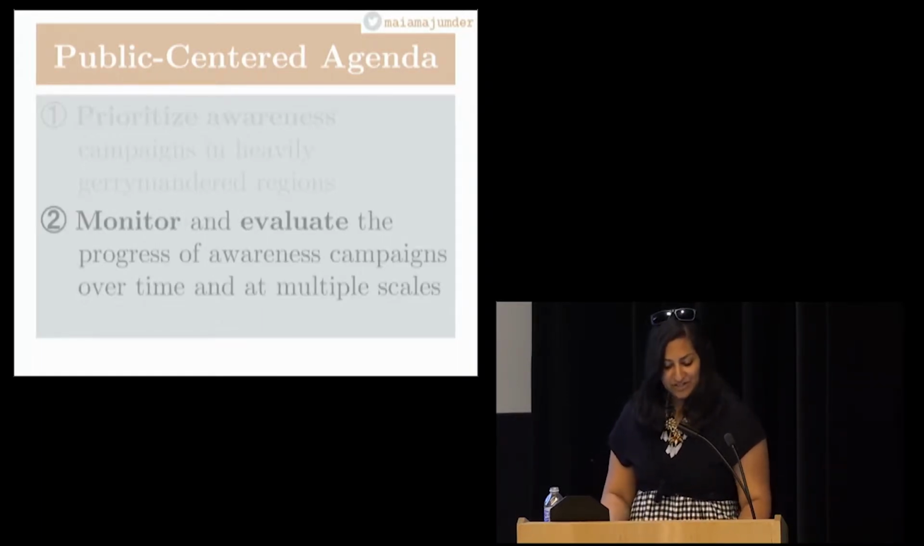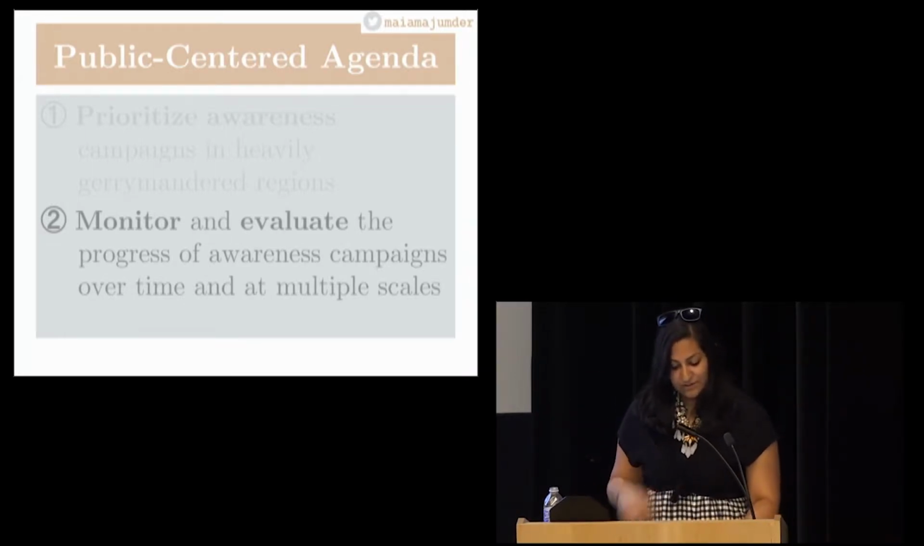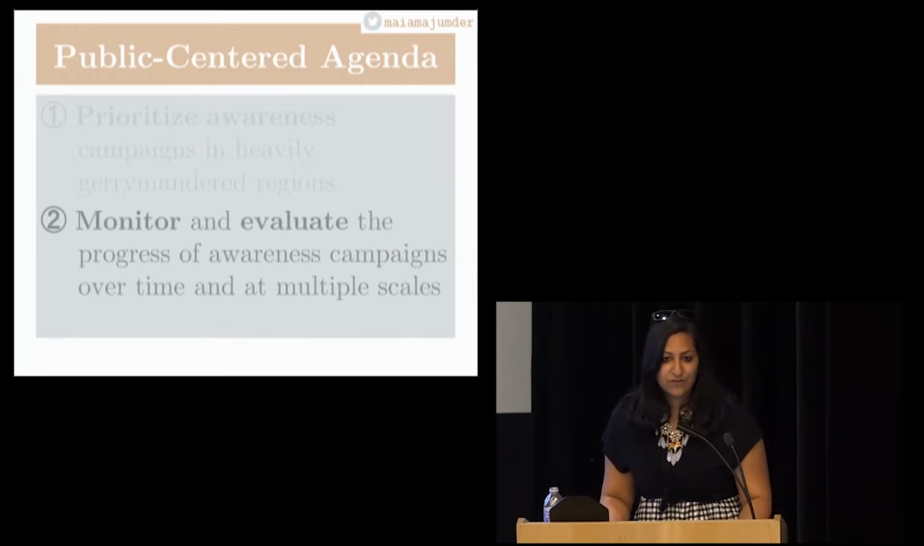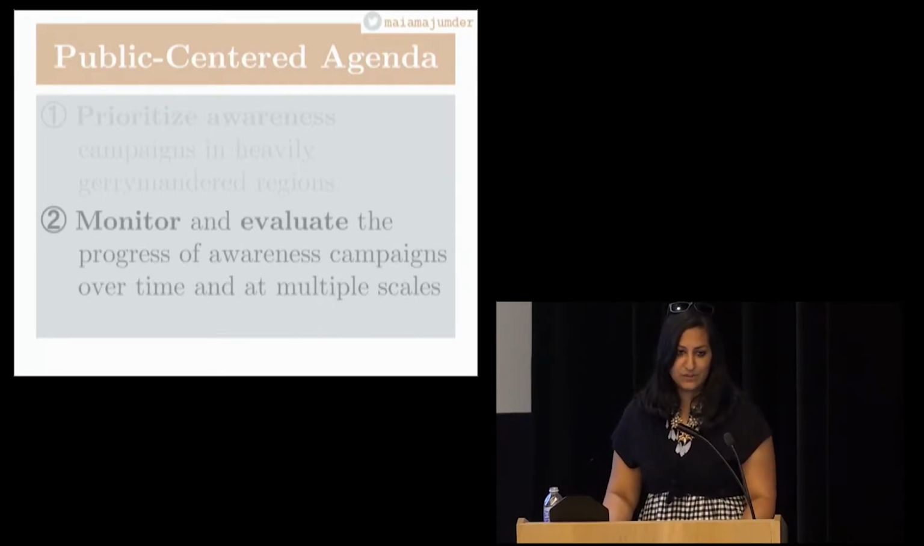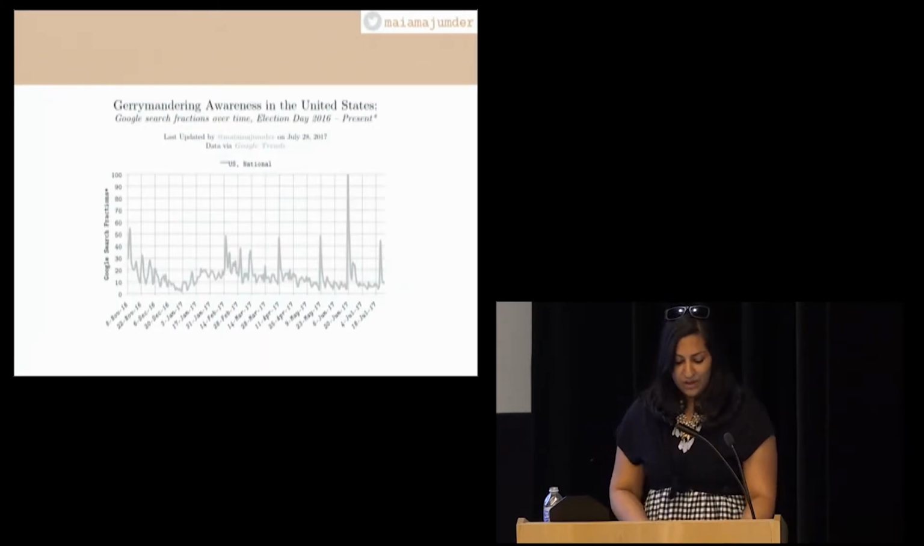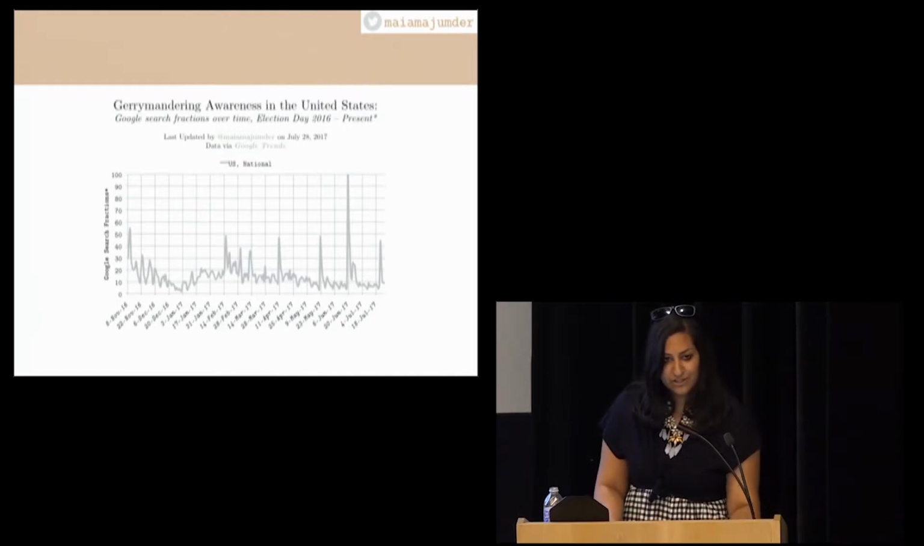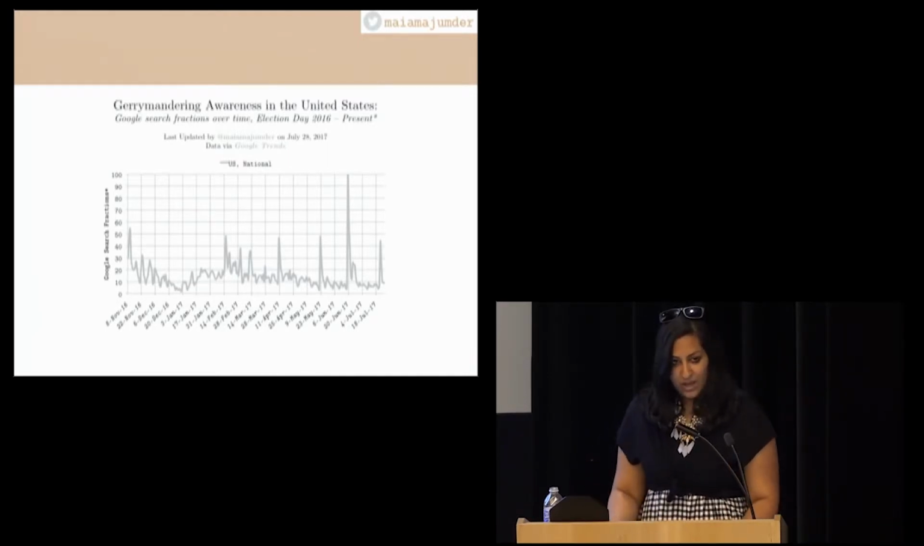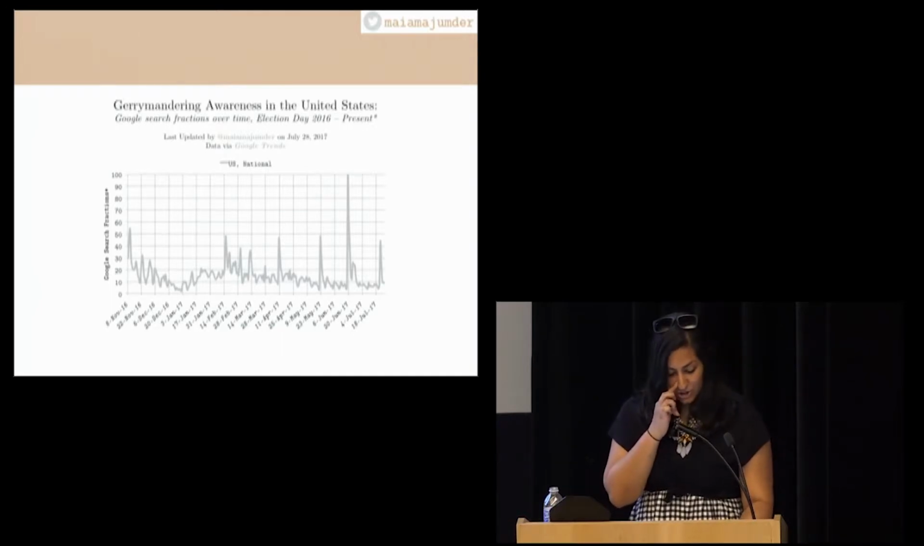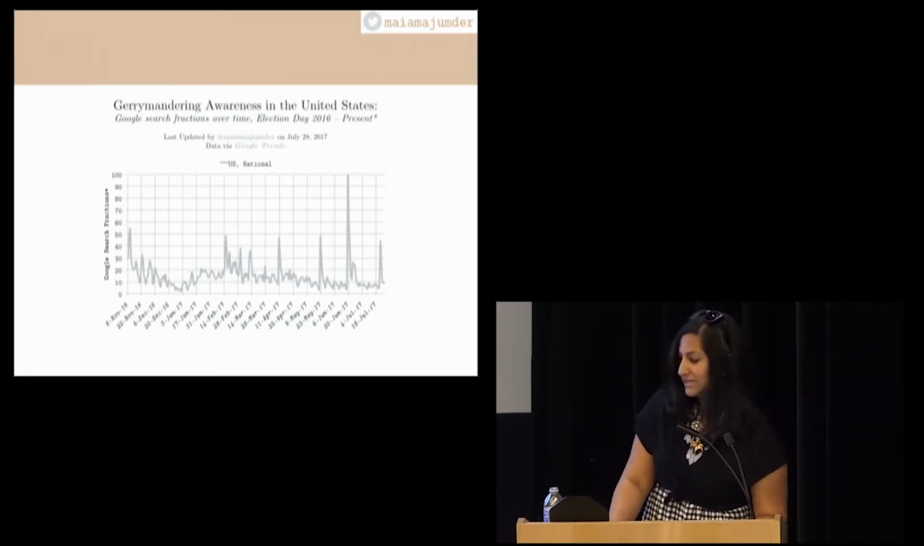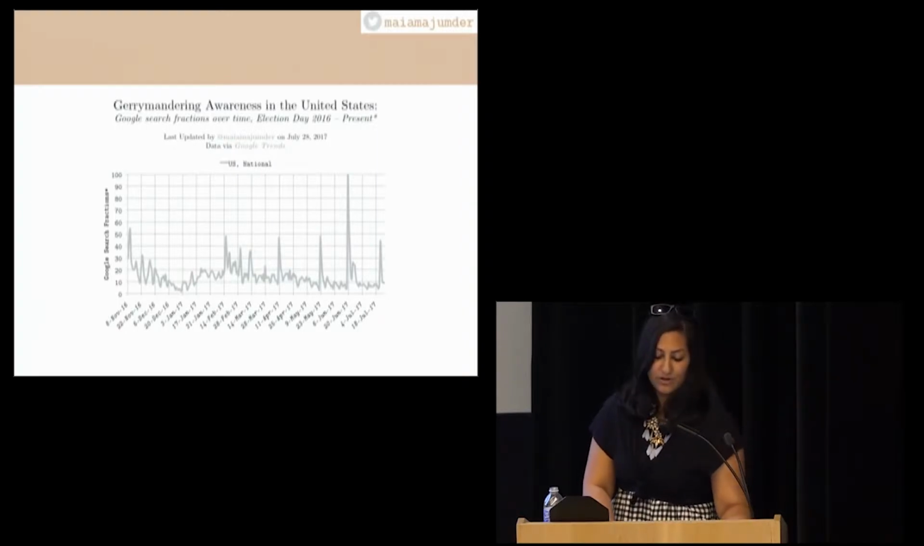But when it comes to the second half of the agenda, one possible way to monitor and evaluate awareness campaigns is, again, to turn to Google Trends. In addition to offering geospatial trends, Google Trends offers data on temporal trends as well. So with that, we can start to assess the efficacy of different interventions that we might put in place to increase awareness of gerrymandering across the country. Here's a look at how search interest in gerrymandering has changed at the national level between election 2016 and present, shown in gray. Similar to the spatial data that I shared earlier, the temporal data shown here are adjusted against peak interest within the specified time range.